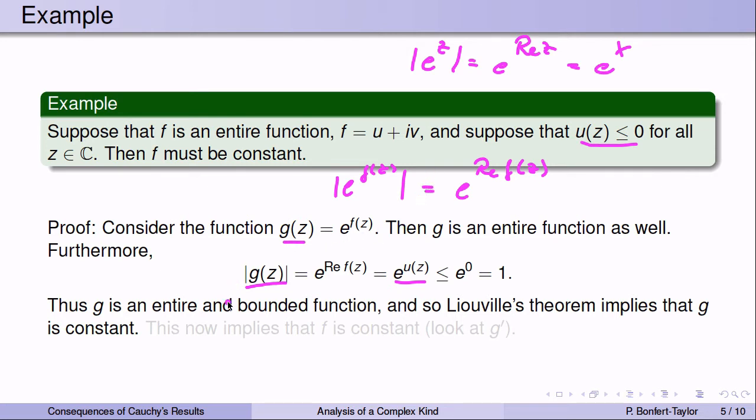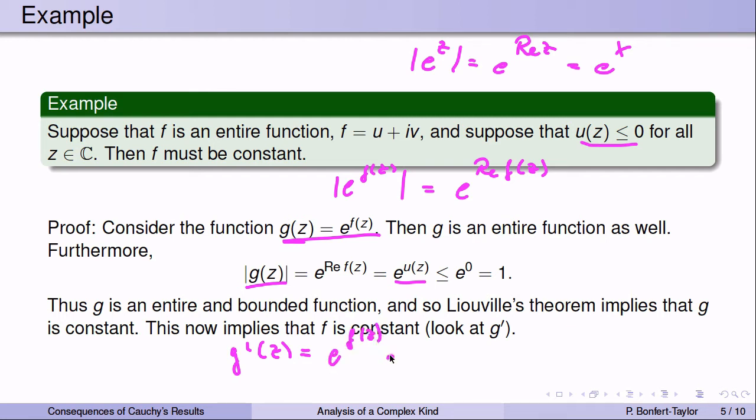From there, we can conclude that f is constant by looking at the derivative of g. So let's do that. What is the derivative of g? We'll look at this equation right here. g prime of z is equal to, now we need to find the derivative of e to the f of z. We need to apply the chain rule. The derivative is e to the f of z times f prime of z.